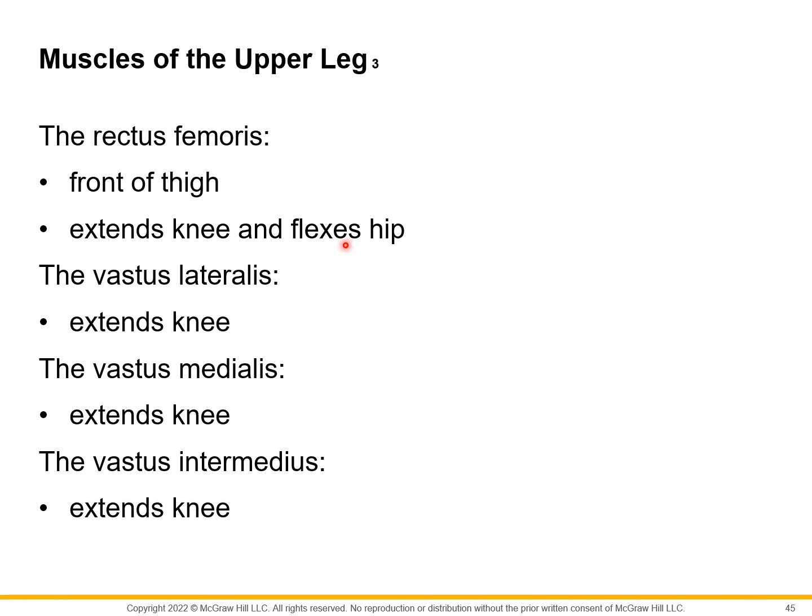Next, let's look at these three right here: the vastus lateralis, medialis, and intermedius. These are three different muscles, pero iisa lang yung kaya nilang gawin, and it has the capability to extend the knee. Okay? So ulitin po natin: vastus lateralis, vastus medialis, and vastus intermedius. All of them could extend the knee.